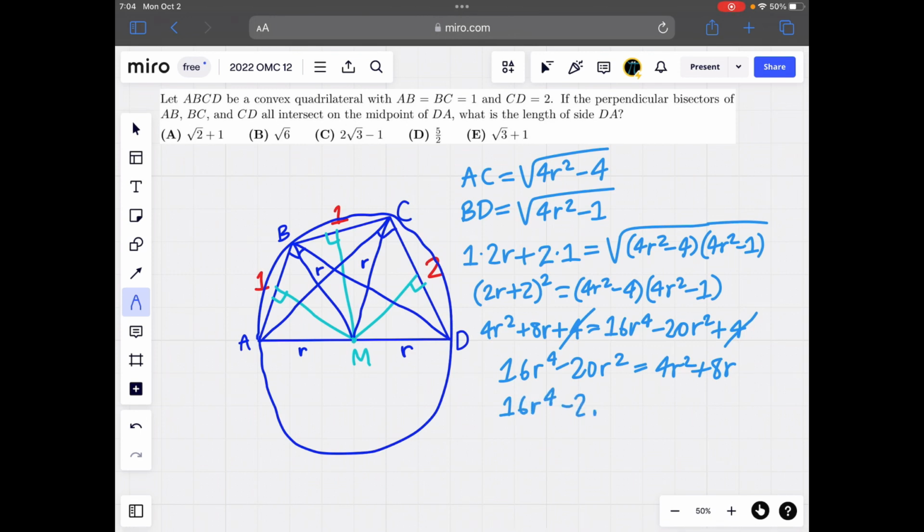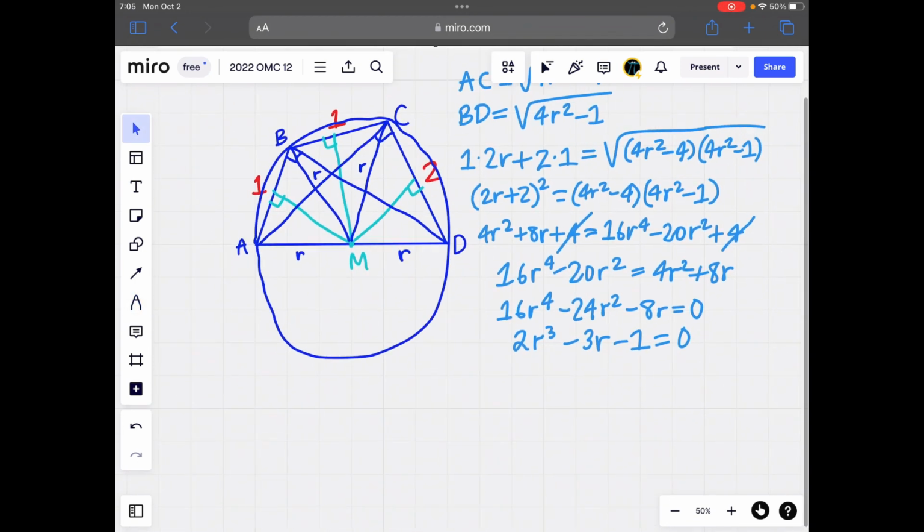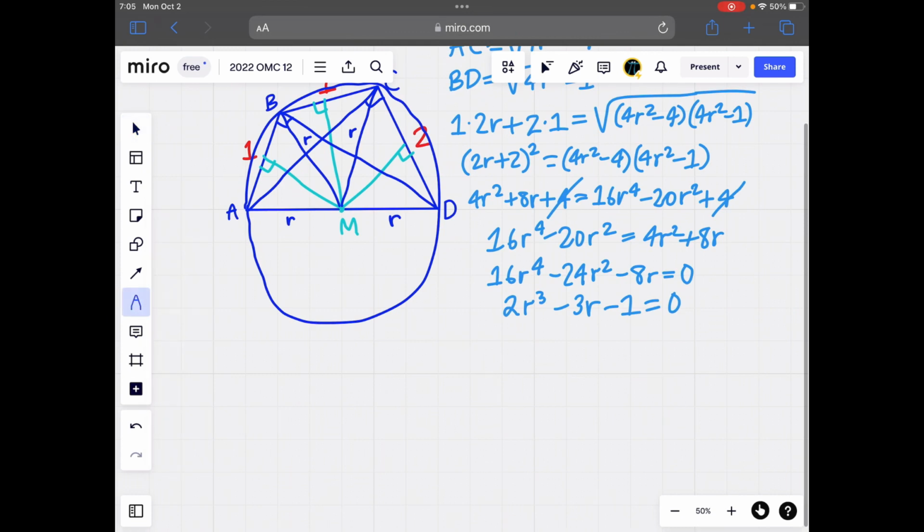16r to the 4th minus 24r squared minus 8r equals 0. We can divide by 8r to get 2r cubed minus 3r minus 1 equals 0. Now, you might have already noticed that minus 1 is a solution to this cubic in r, because minus 2 plus 3 minus 1 is equal to 0. So r equals minus 1 is a solution to this cubic.